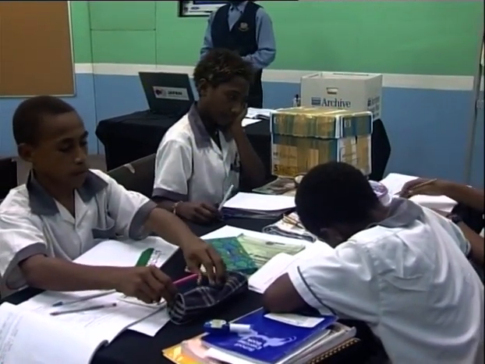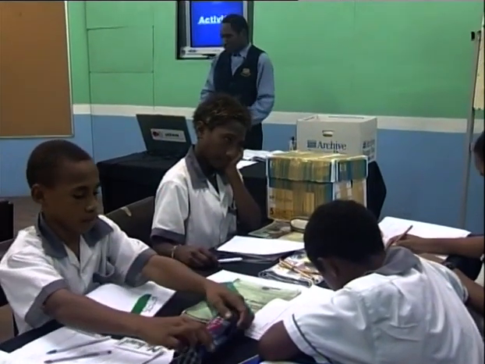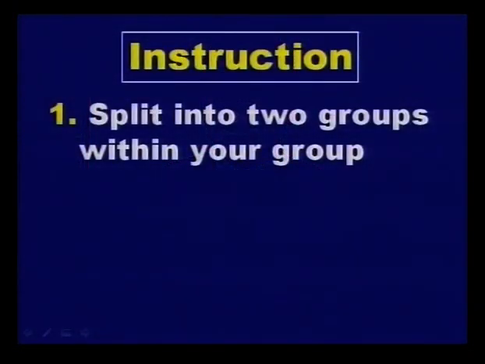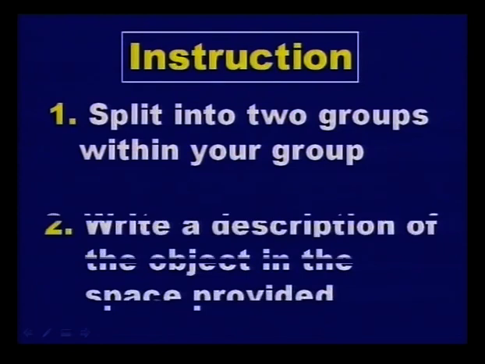Okay, this is what you are going to do. In your small groups, you split yourselves into half. Receiving students, you do that as well. Receiving teachers, please help your students to get organized. Split your groups into half. Half on one side, half on the other side. If there are 5 of you, probably 3 on one side, 2 on the other side. That's one.